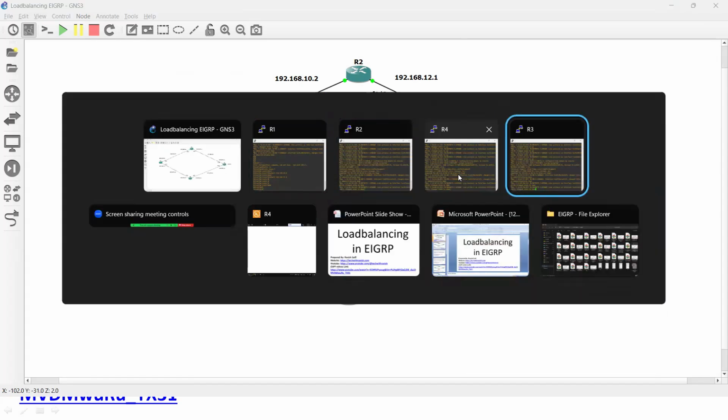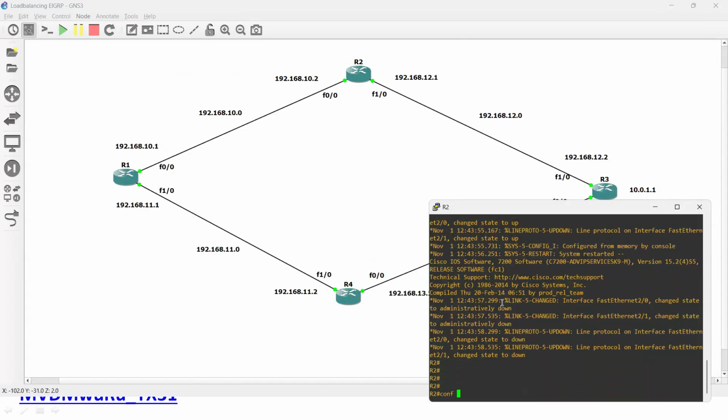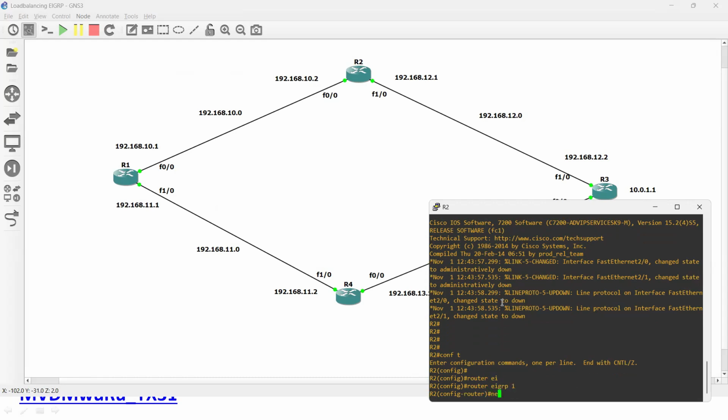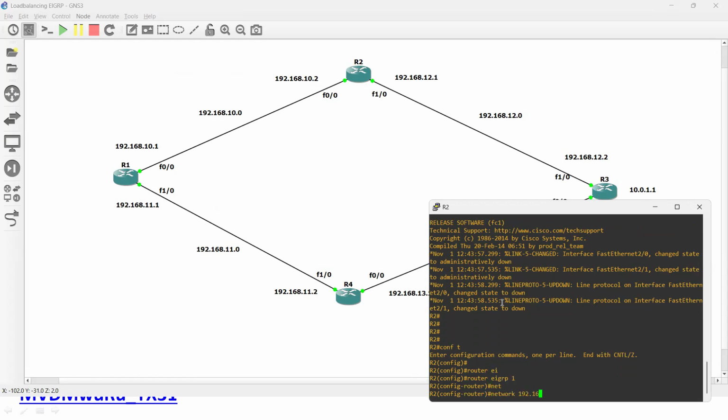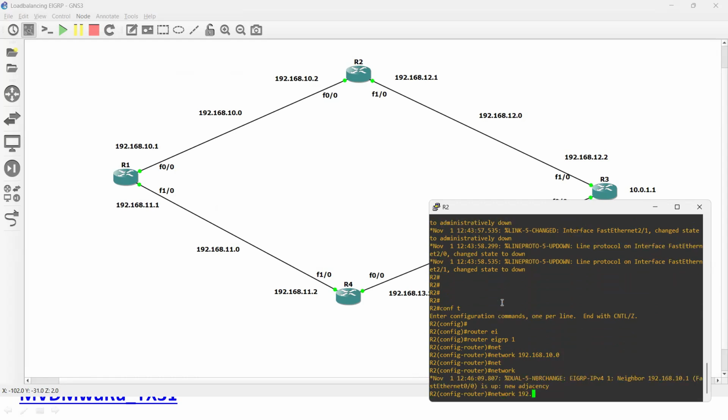Let's go to router number 2 and do the configuration. Configure terminal, router eigrp 1, network 192.168.10.0, network 192.168.12.0.